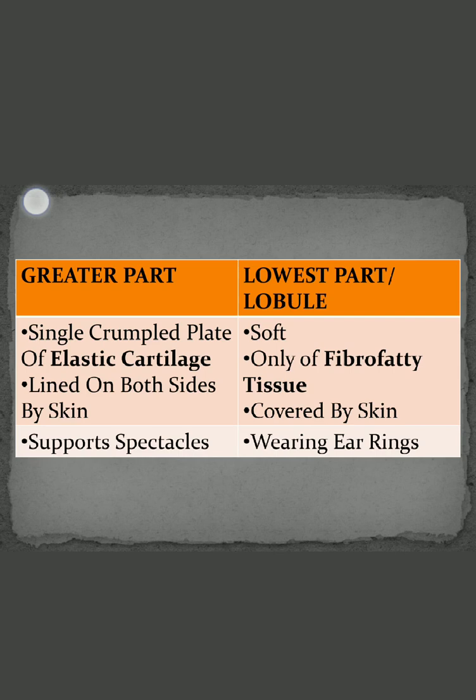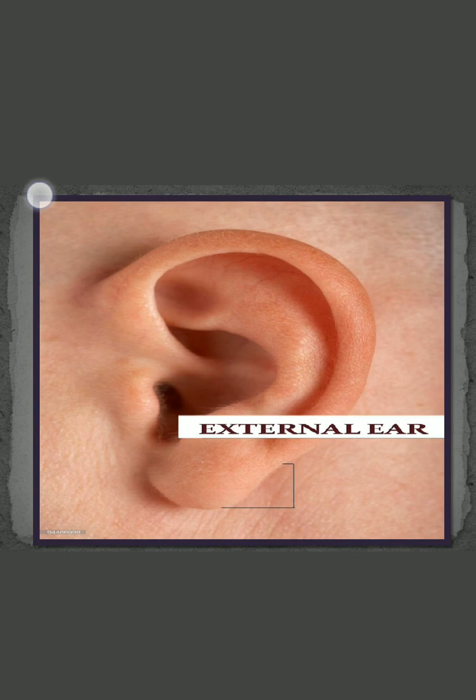Lowest part, also known as lobule, is a very soft part composed of fibrofatty tissue. Skin से covered है ये भी, and it is the portion जहाँ पे earrings पहनी जाती है. So this is a human ear, and this is auricle, which is part of the external ear. And in this, we can see this is the greater part. This is the elastic cartilage, crumpled. And this soft part made of fibrofatty tissue is the lobule. So this is the smaller, lowest lobule, and this is the greater part.